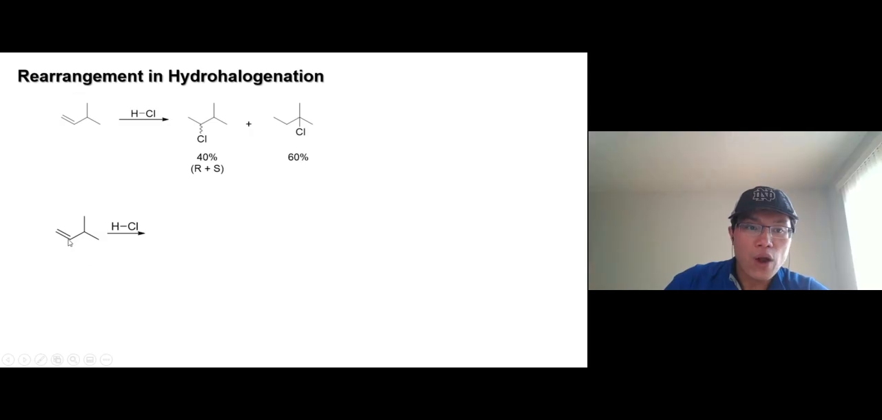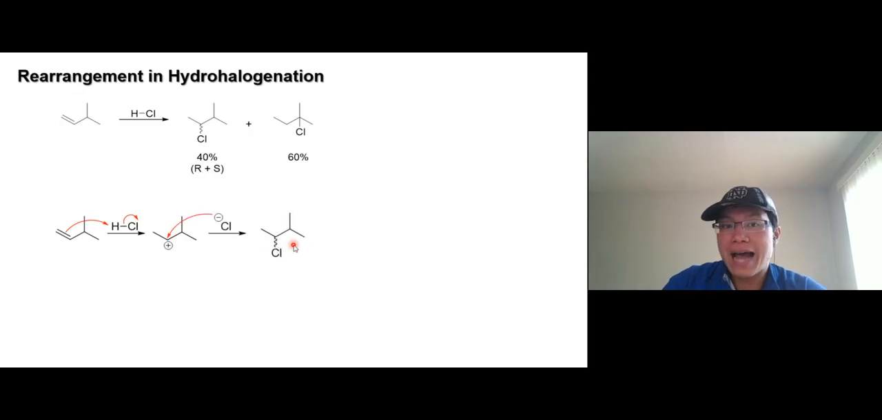Let's take a look. Nucleophilic attack, so the carbon in the middle becomes a carbocation. Chlorine attacks there, so you should get two products here, right? One is wedge, one is dash. That's all of this, but it's only 40%. The major product right here comes from the hydrogen shift. The secondary carbocation goes to a tertiary carbocation, which is more stable, and then chlorine attacks.